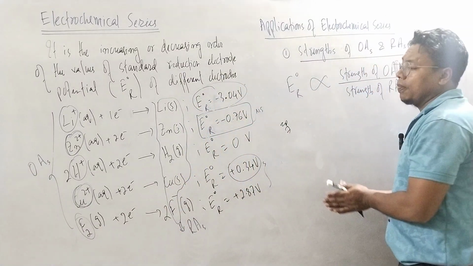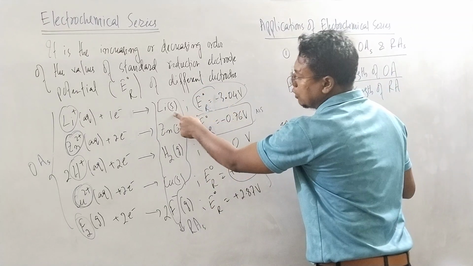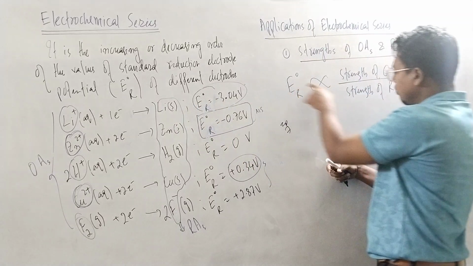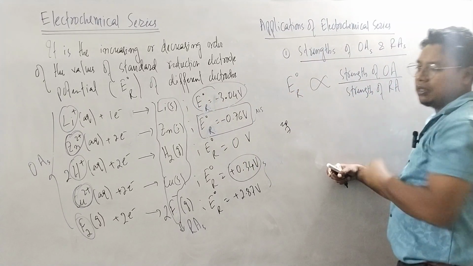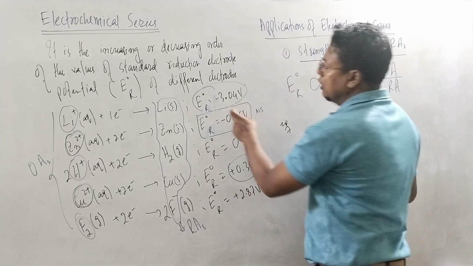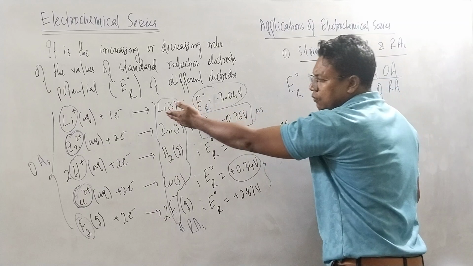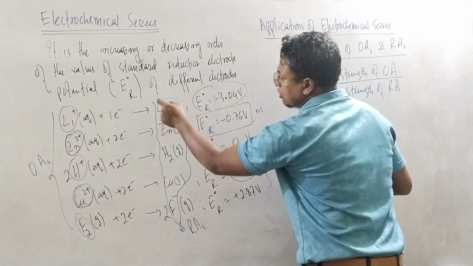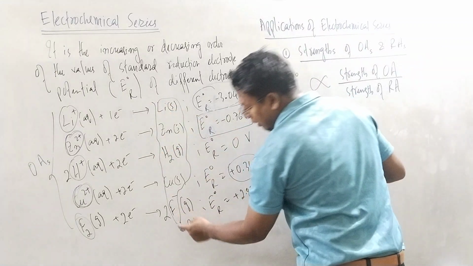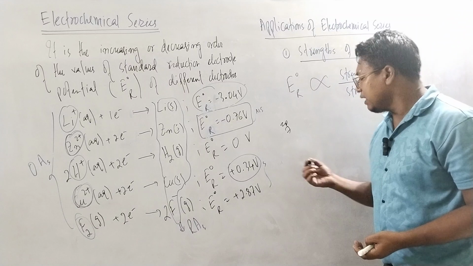In terms of reducing agent, lithium solid will be the strongest because E_R naught value is inversely proportional to strength of reducing agent. So minimum value of reduction electrode potential is for lithium electrode. So this is our strongest reducing agent, while F minus will be our weakest reducing agent.